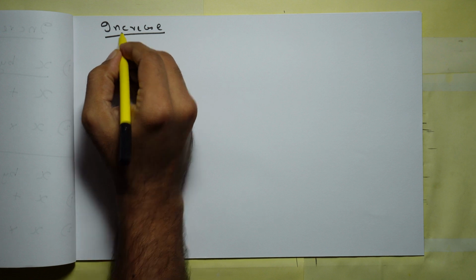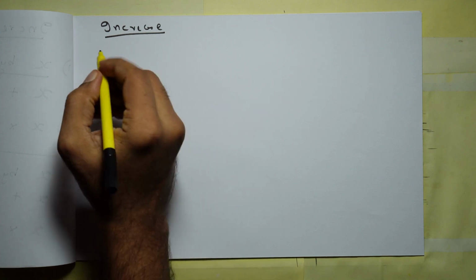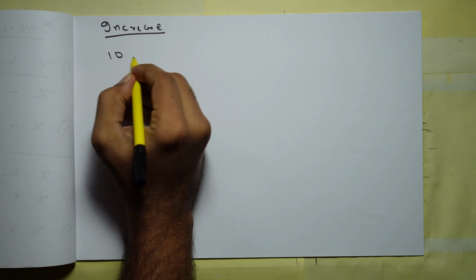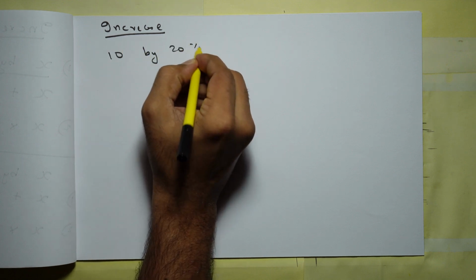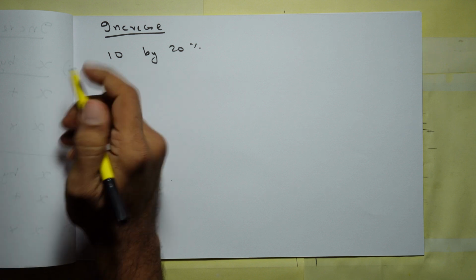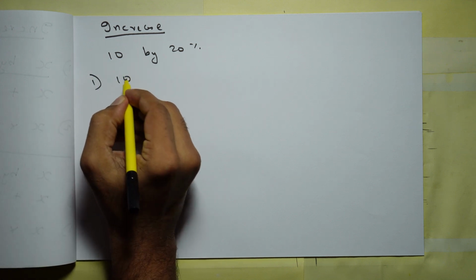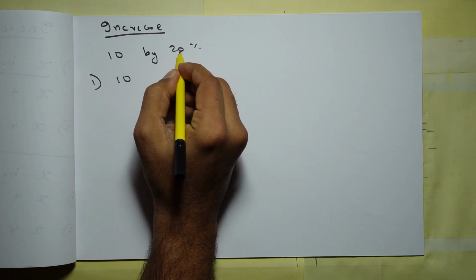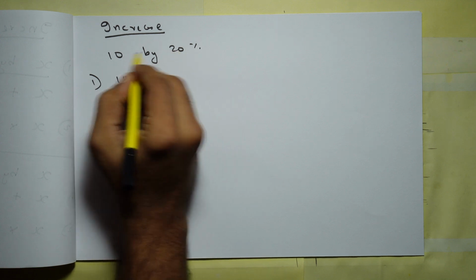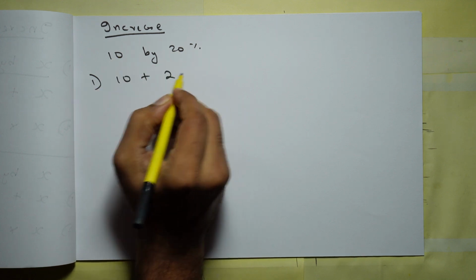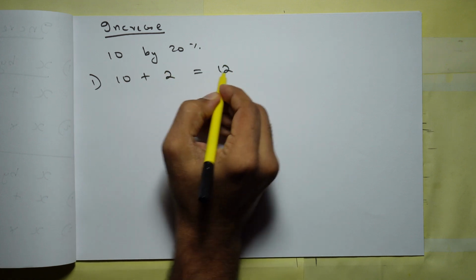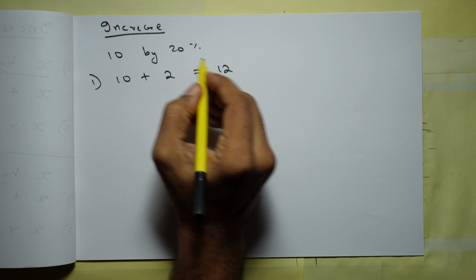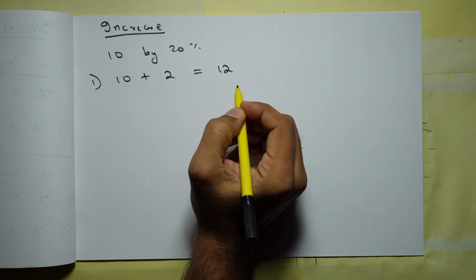Now you need to increase a value by a certain percentage. For example, you have the value 10. You want to increase 10 by 20%. So the first method is like this. You have this value 10. You need to increase it by 20%. So 20% of 10 is 2. That you add to 10 and you will get it as 12. So that is how you can increase 10 by 20% and you will get the final value as 12.